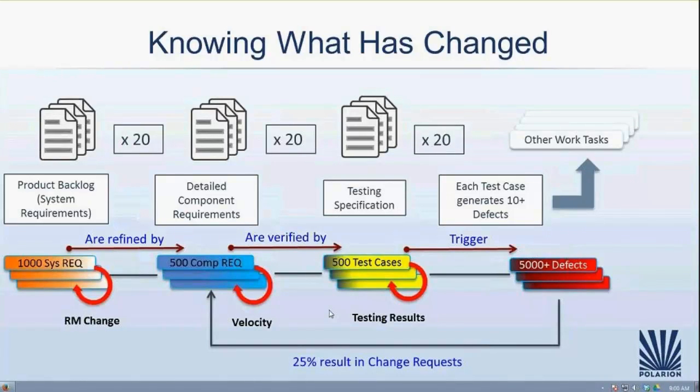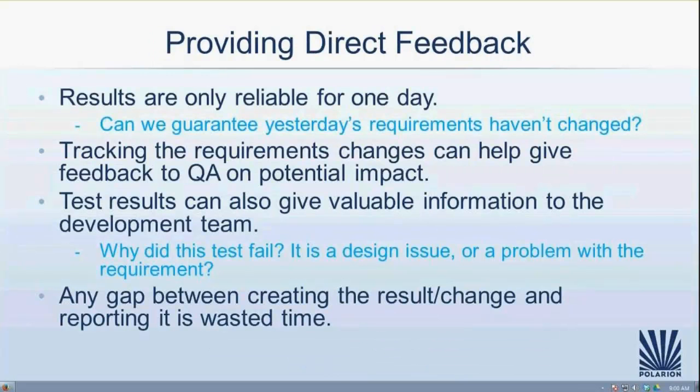And even then, with all the defects I create, maybe a quarter of them come back as change requests and just add more and more to the amount of items that we have to keep track of, right? And this comes down to just providing direct feedback, not just from the requirements engineers to the testers so they know what's been changed, but also from the testers to the requirements engineers, right?